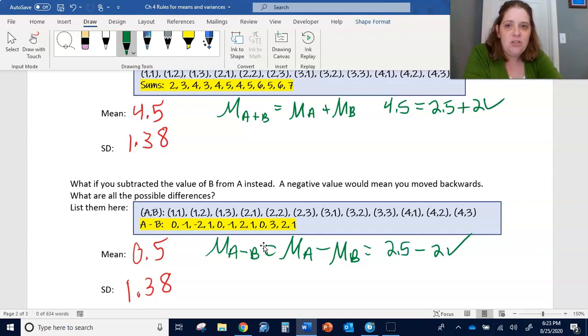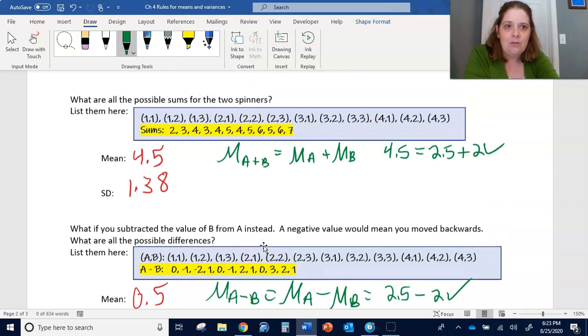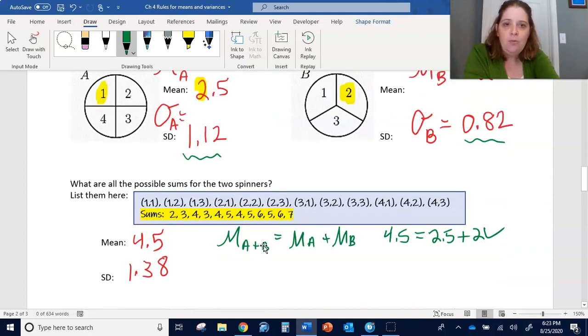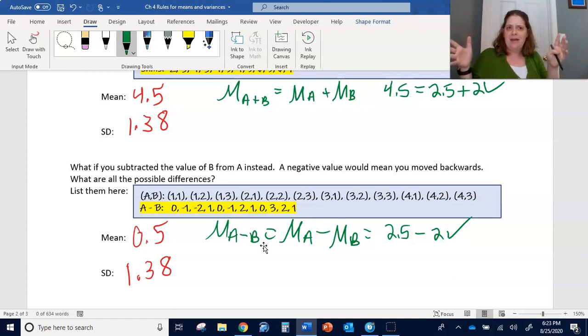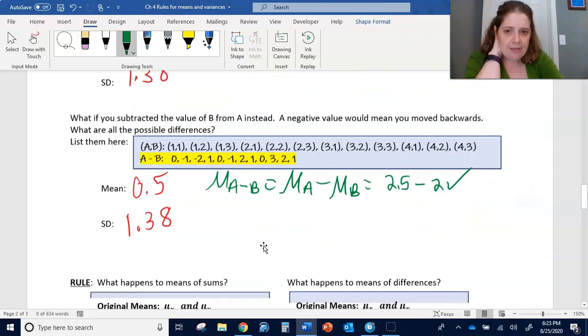But the standard deviation, that is not working, and it doesn't really make any sense because 1.12 minus 0.18 is a very small little number. It's definitely not 1.38. So this got bigger, and it's the same as it was. It doesn't make any difference if I'm adding and subtracting, I'm getting the same value. So what is going on here?